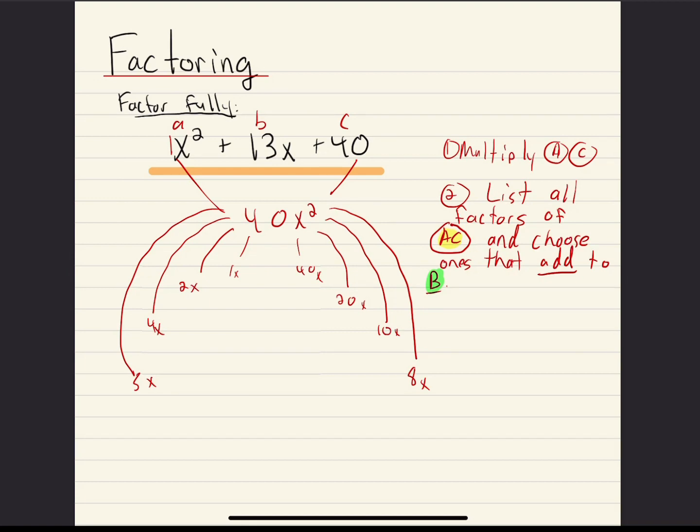The second thing I'm going to do is list all factors of A times C and choose ones that actually add up to B, or the value of 13x. So I have 1x, 40x, 2x, 20x. I'll just dot them here as we go. I have then 4x and 10x, and then 5x and 8x. And of course, 5x and 8x are the ones that actually add up to 13x. So we're going to select these two.